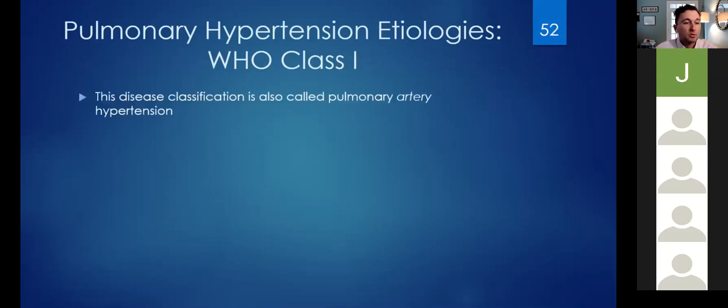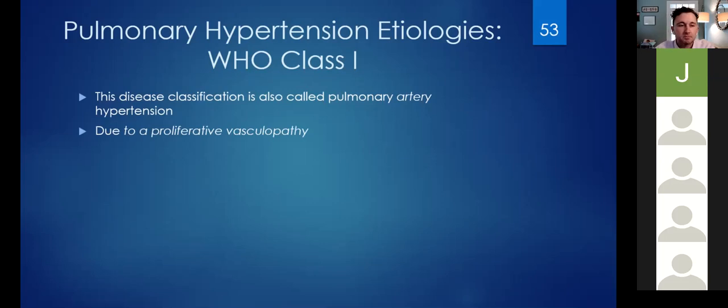Class 1 is also called pulmonary artery hypertension. So we hear these terms a lot, and it's important to make the distinction here. If you're talking about all 5 classes, and the disease in general, the term is pulmonary hypertension. But if you're specifically talking about class 1, you call it pulmonary artery hypertension. Okay. So pulmonary artery hypertension is due to a proliferative vasculopathy. So that sounds like a bunch of nonsense. So let's talk about what that means.